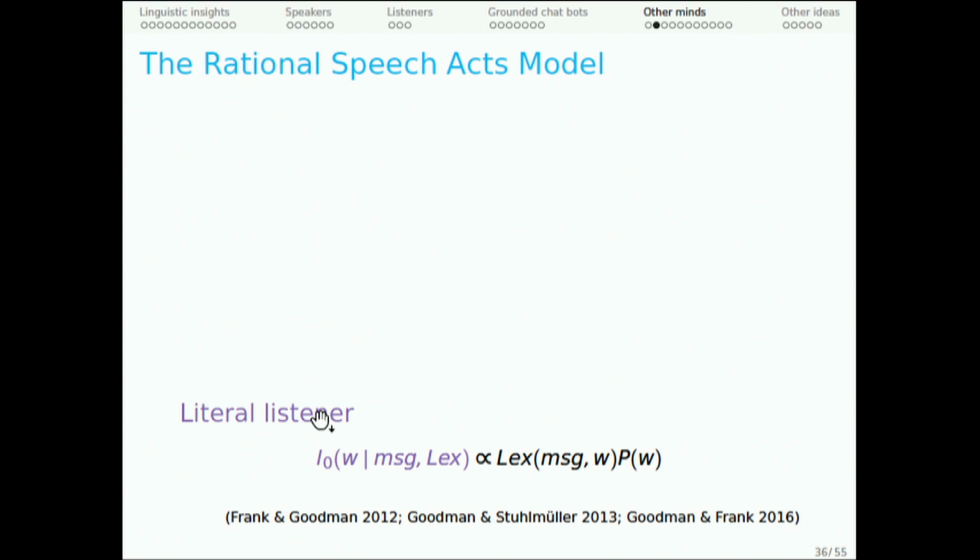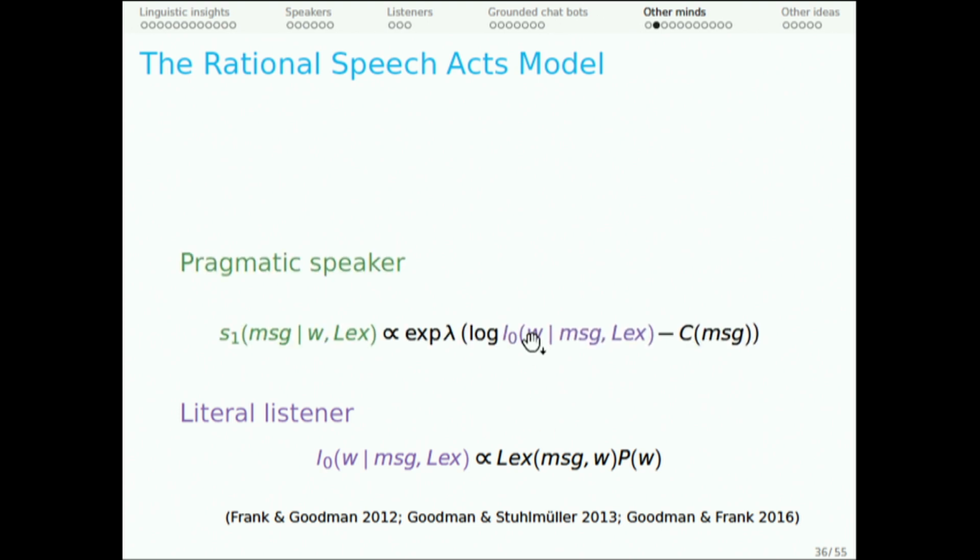So the literal listener here observes a message. This is like the listeners I showed you. And we're assuming some language that they speak, lex. And on the basis of that message and that language, they make a guess about what the world is like. And they do that based on a prior over the world, PW, and also just this core lexical information, which you could think of as kind of just your knowledge of the language that you speak. So that's the literal listener.